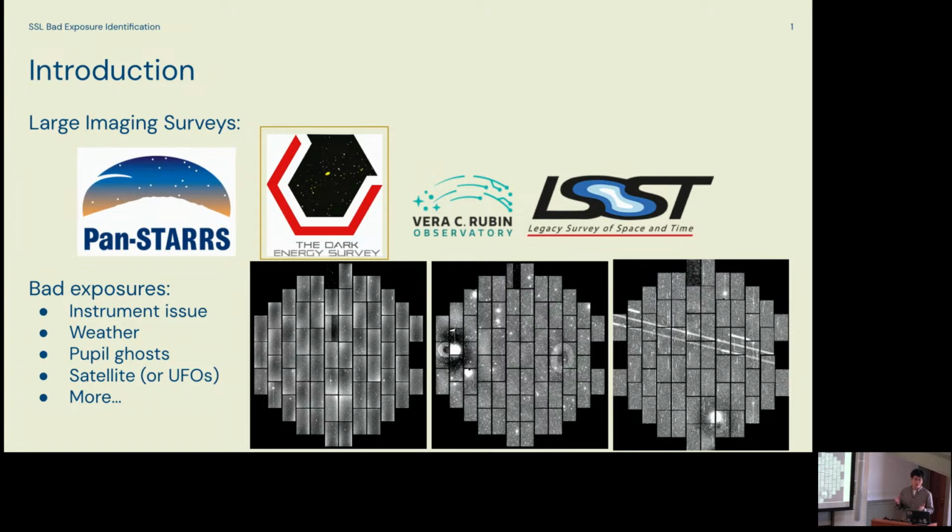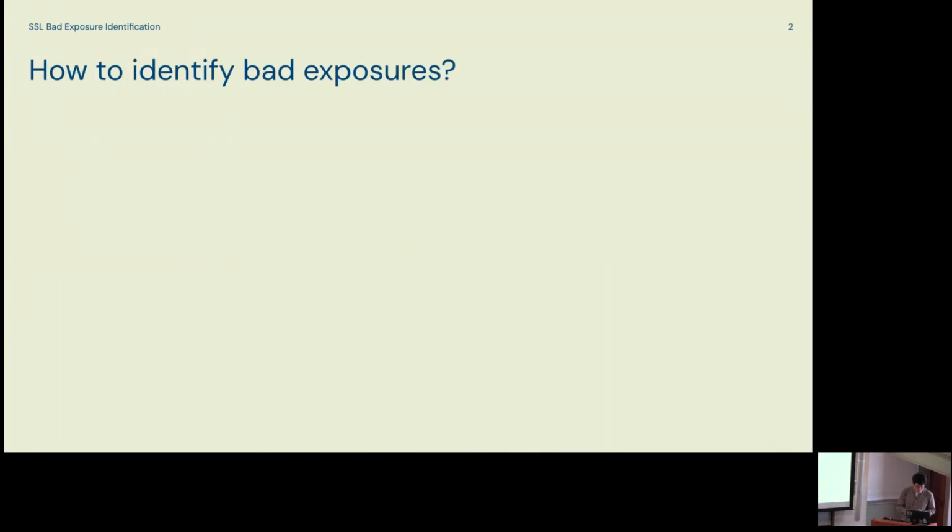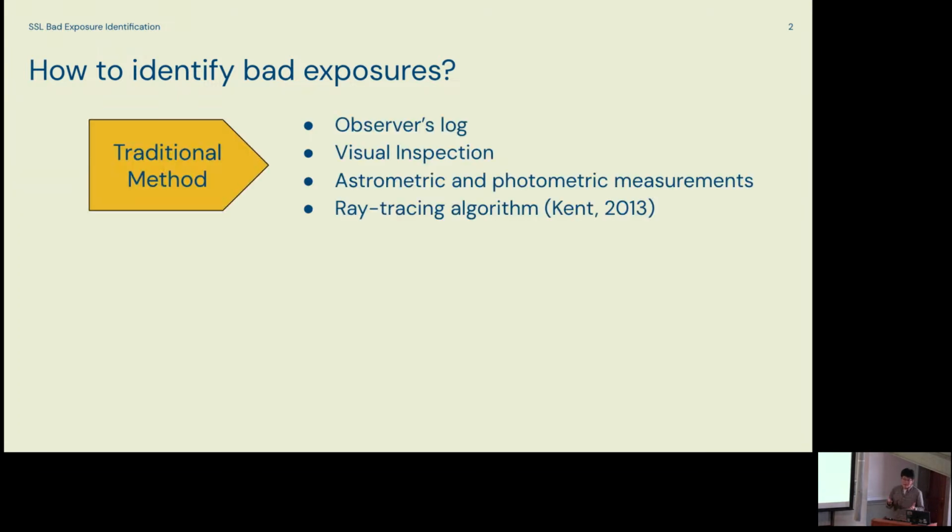Many cases could be addressed by existing pipelines. So how do we really identify them? The traditional method is the observer's log. Of course, if you observe, you could log what the weather condition is and some of the reasons why an exposure is bad.